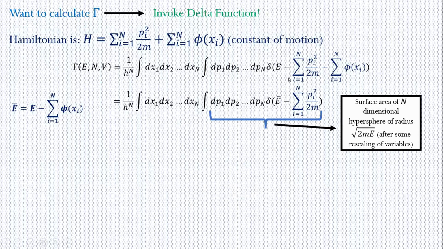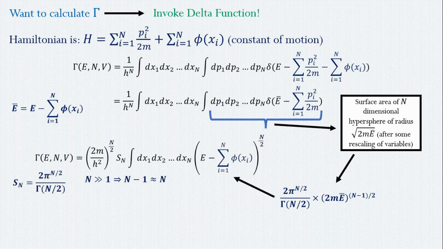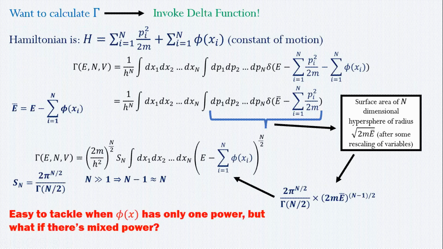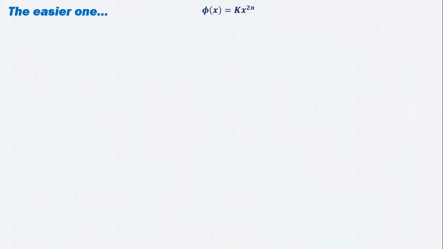after some rescaling, and that answer is known to us. So 2 pi to the n by 2 over gamma of n by 2, into 2m E bar to the power n minus 1 by 2, and we do that and replace the real value of E bar, and we have used the approximation n is quite larger than 1. So we are here. Now when phi of x has just one power, it is easy to tackle, but it's difficult when it has mixed powers. So first we shall look at the easier case.